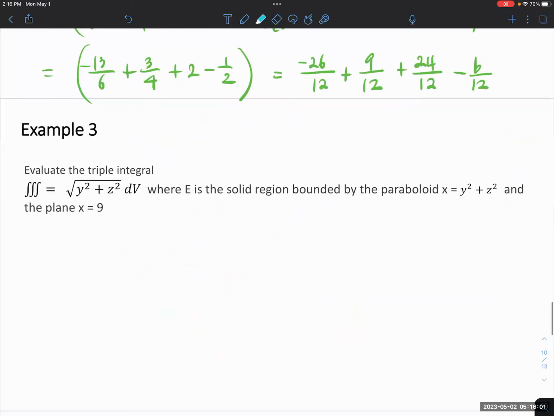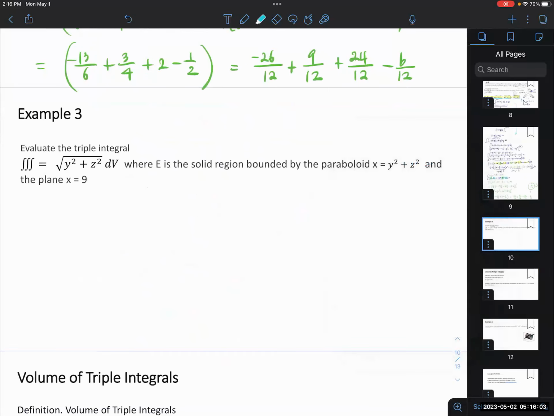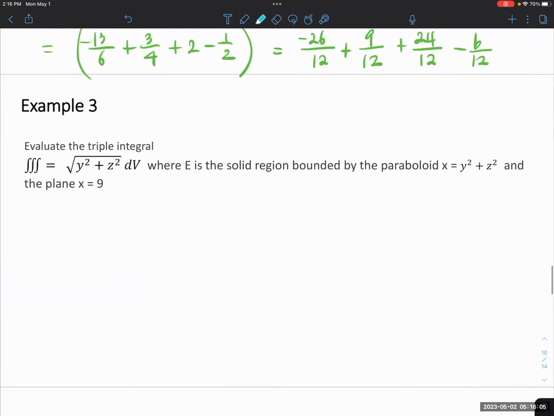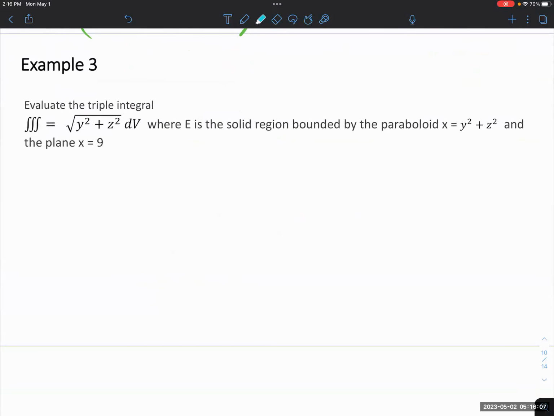So this is something we're going to do. I think definitely we need a space. So let's do example 3. I have a triple integral. They say this is the function, find the volume, and I'm going to give you a hint to find the interval for x, y, z.